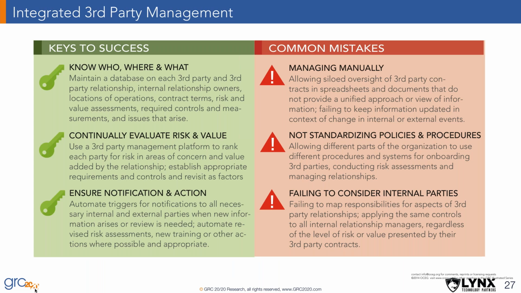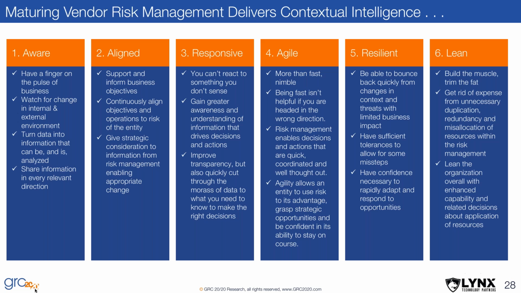Some particular keys to success: you need to have an information architecture that can know who, where, and what, that we have some way to categorize and document all of our third-party vendor relationships, that in this information technology architecture we can continually evaluate risk and value and measure that, and that we have proper triggers for notifications to internal and external parties so things don't slip through the cracks. The flip side, the common mistakes: trying to manage all this manually in documents, spreadsheets, and emails is just a recipe for disaster. Not standardizing on your policies, like vendor code of conduct and information security and privacy policies for vendors, is a critical mistake. And then failing to work with and communicate with internal parties that own those relationships is also a mistake.